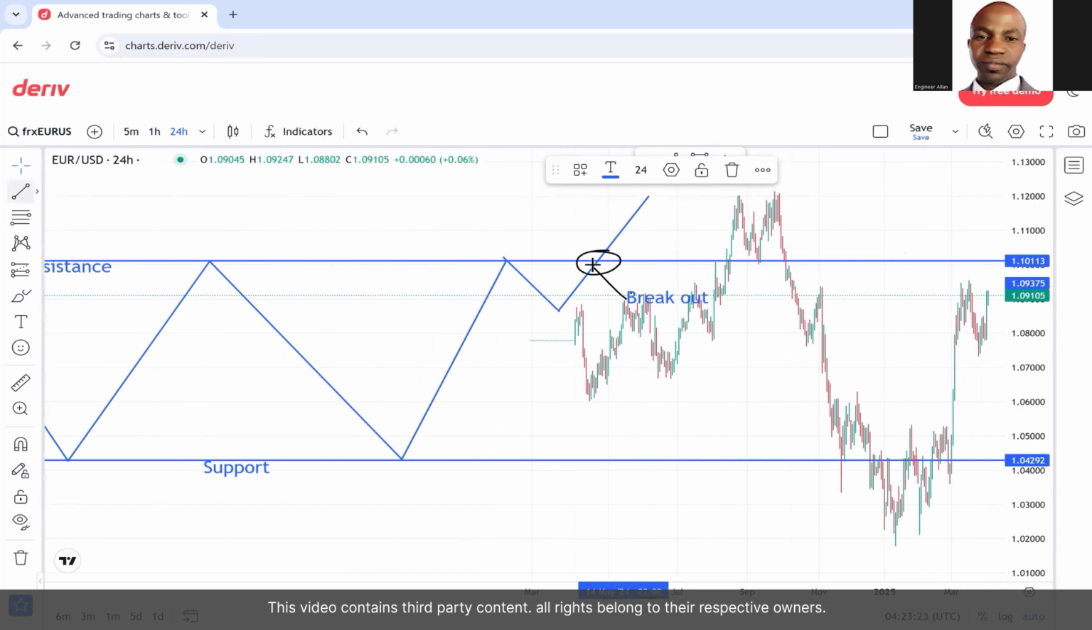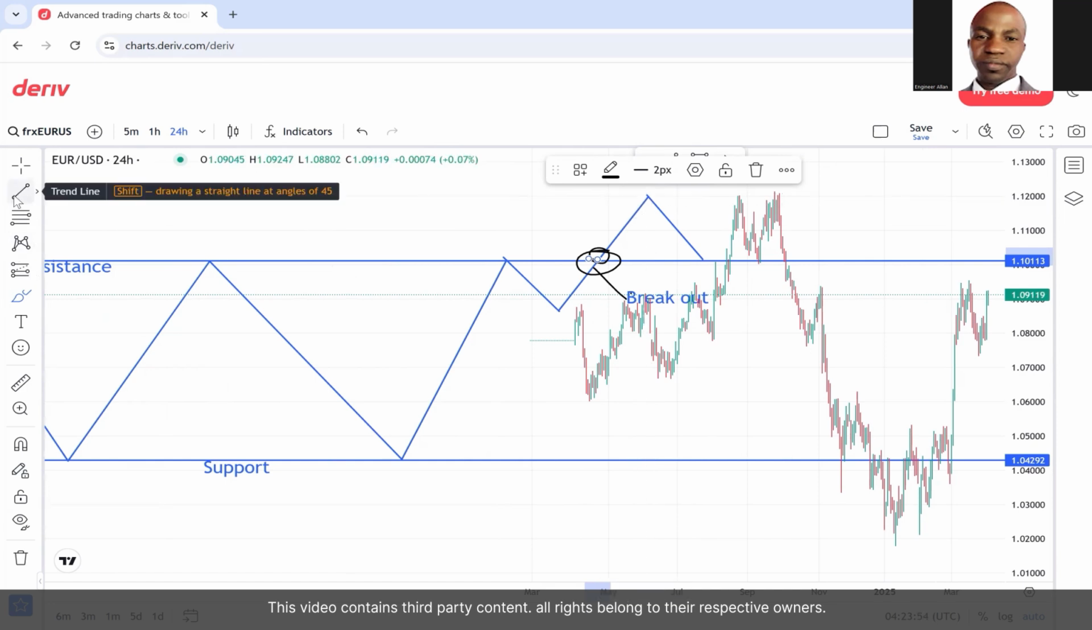So what happens when the market breaks out from a range like this? Then we have two types of entries. The first entry is called the aggressive approach, where you enter immediately the price breaks out here. The second one is called conservative, and mostly this one is meant for people who are doing risk management.